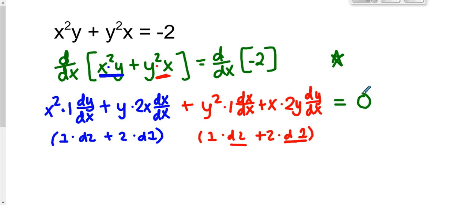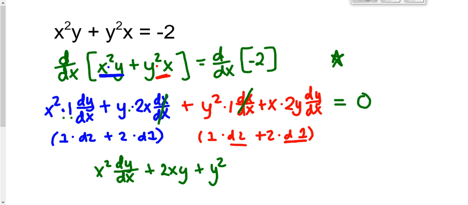Okay, so I'm going to simplify this, multiply things together if I can. Times 1 doesn't change anything, so I have x squared dy/dx plus 2xy. Dx/dx is just 1, plus y squared. Dx/dx is just 1, plus 2xy. That one has a dy/dx. Equals 0.